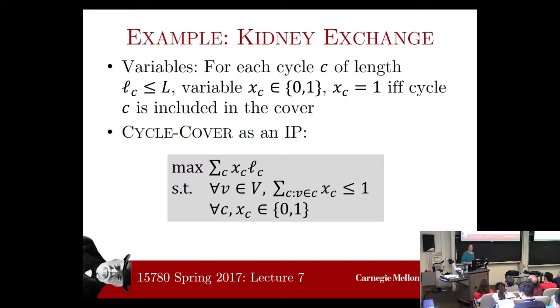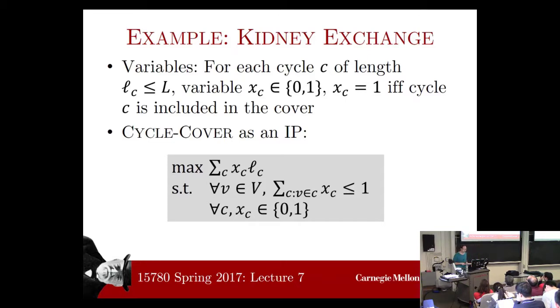Okay, so the idea is, if I take a cycle of length C, I'm going to add its length to the size of my optimization objective. The only catch is I have to make sure the cycles are disjoint. So now this is an optimization problem. The objective is to maximize the sum over all cycles, xc times lc. So if I decide to take the cycle, I put a 1 here, and then I get the length of the cycle. Okay, that's my optimization objective.